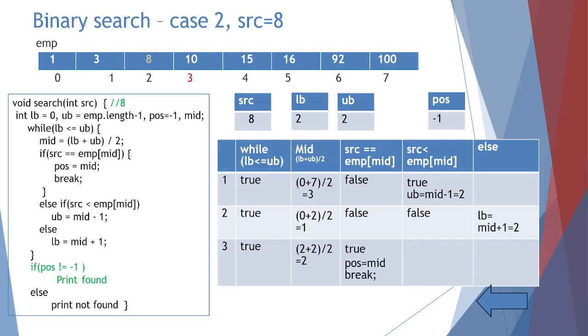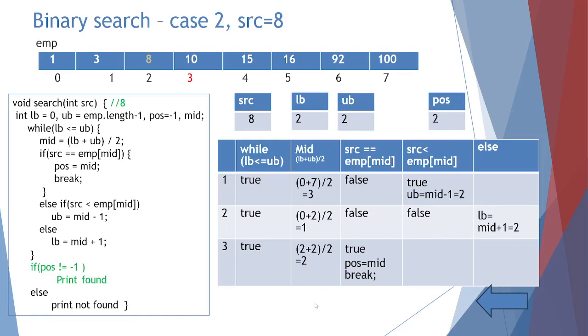If SRC double equals to emp of mid. SRC is 8. Emp of mid is 2. Emp of mid is 8. Yes, true. Then pos is equal to mid. Pos is 2 and then break.